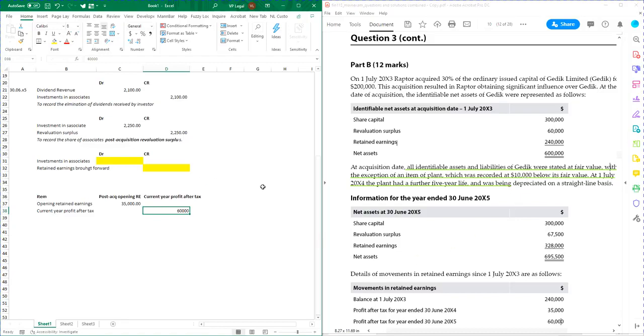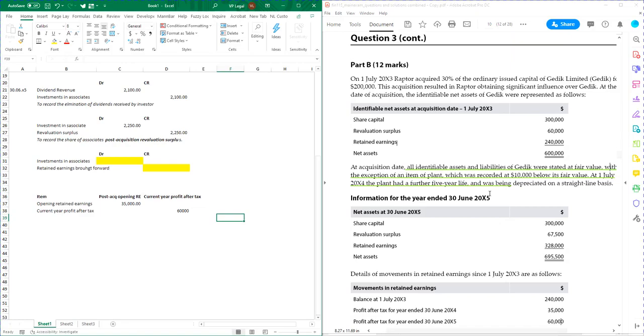Okay, so the first thing we need to do is figure out what the incremental depreciation adjustment would be. Because it's $10,000 below its fair value, we need to increase the value of the asset by $10,000. And it also means that we need to increase our depreciation as well. Because it's got a 5-year life, the depreciation has been understated each year by 10,000 divided by 5, so 2,000 a year. So we need to adjust our profit by $2,000 a year less any tax.